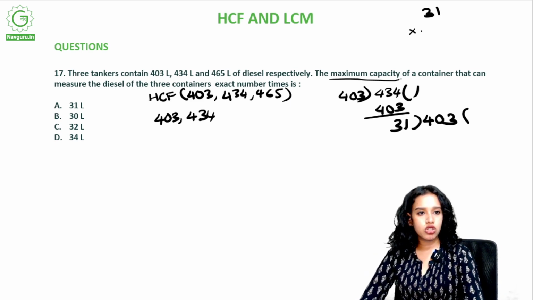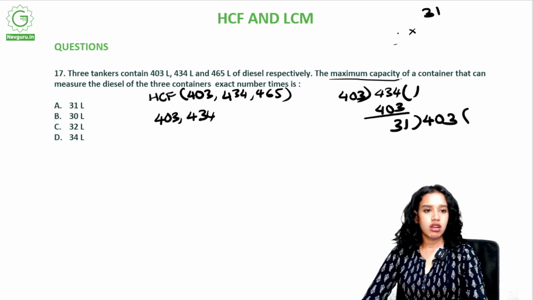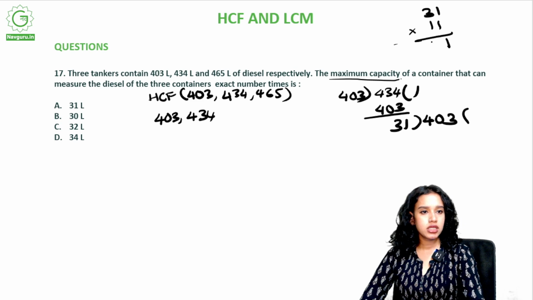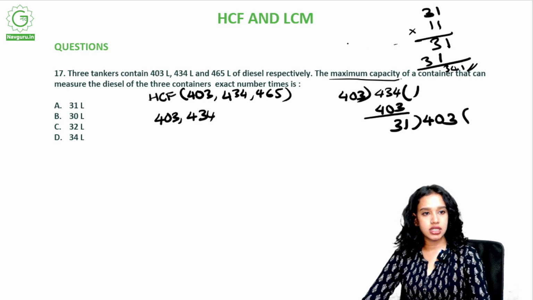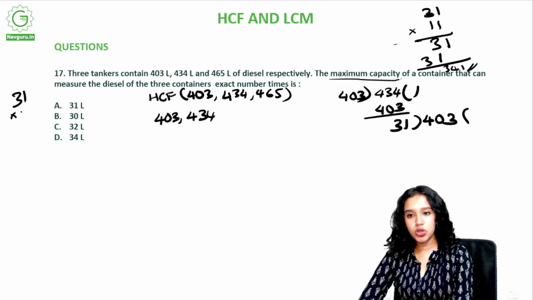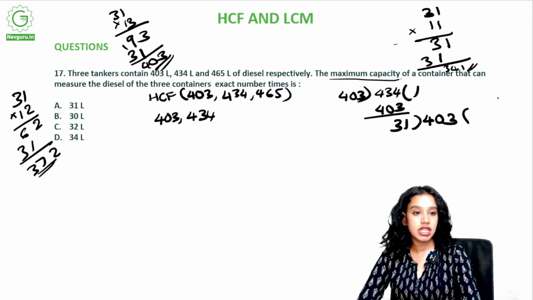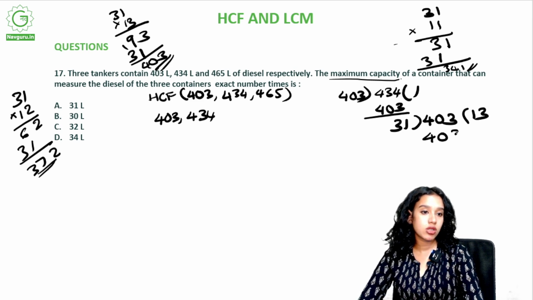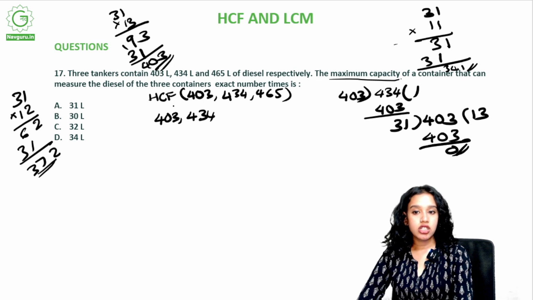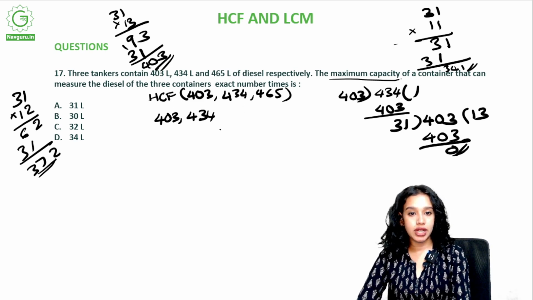Now, 31 into 11 would give us 341. Now, what about 31 into 12? We have 372. Now, what about 31 into 13? 3 3s are 9, 1 1s are 1, 1 3s are 3. So, 9 plus 1 is 10 and we get 403 perfectly. And this would be 13 and 403 minus 403 gives us 0. So, the HCF is equal to 31.